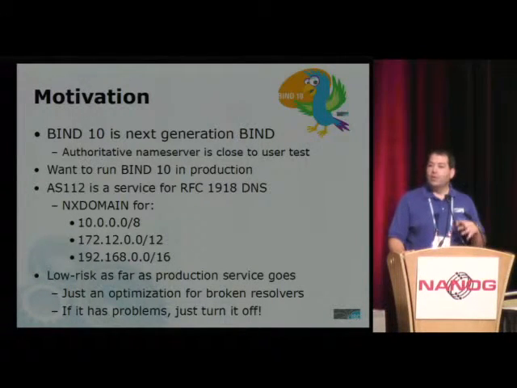The thought was we'll start throwing AS112 data at it, because it's a decent amount of real, variable day-to-day traffic without it being something that would knock down services if we were to withdraw it. So it seemed relatively low risk. We found that it wasn't quite as low risk as we had hoped, but I'll walk you through that. The other key thing is that the authoritative portion of BIND 10 is very close to user test, and so this is sort of the first steps.